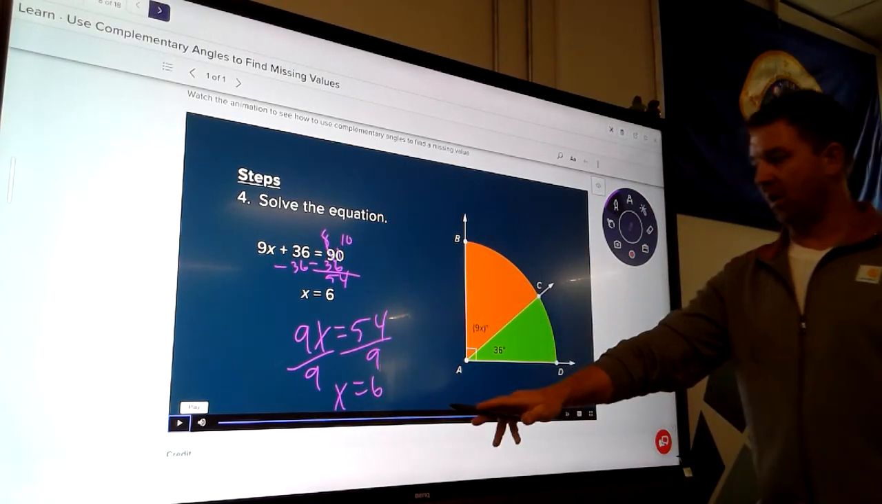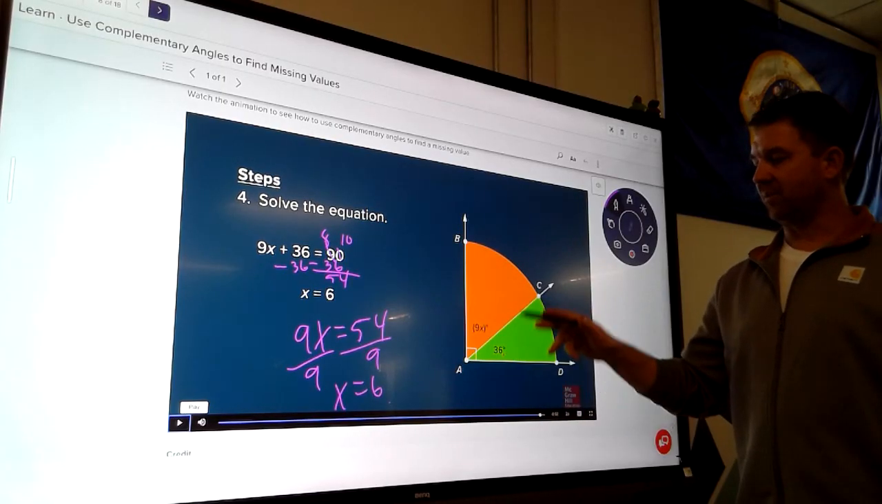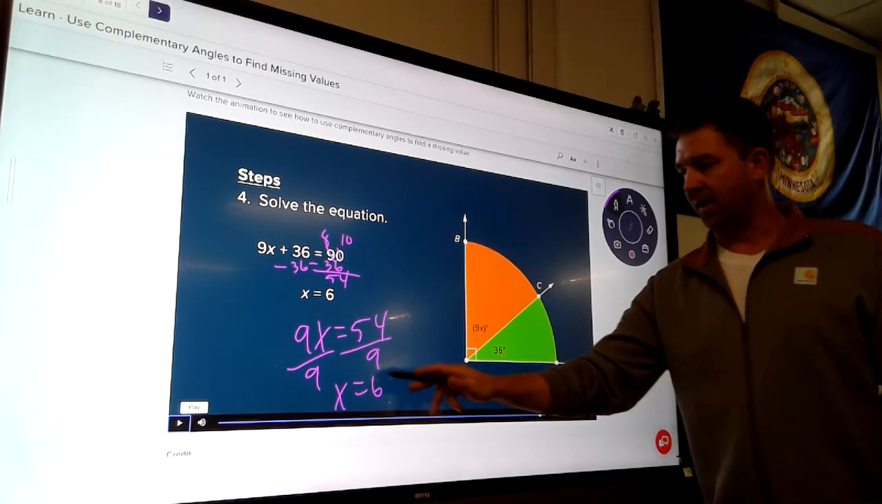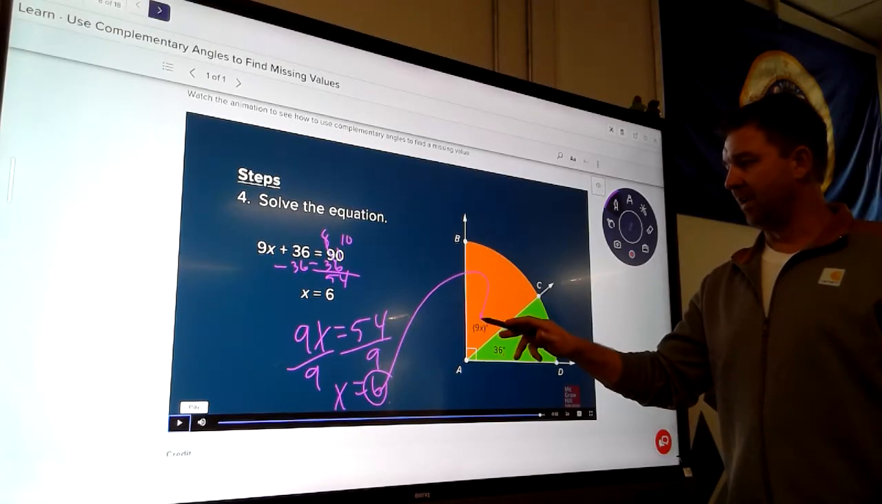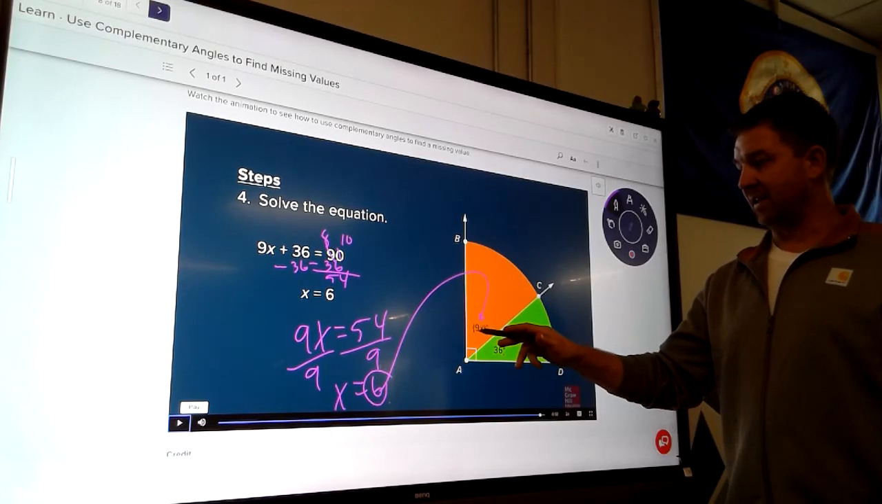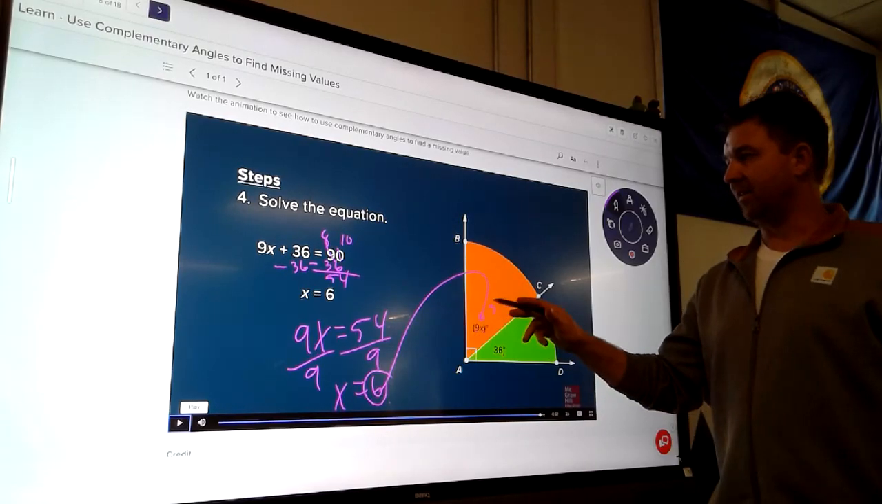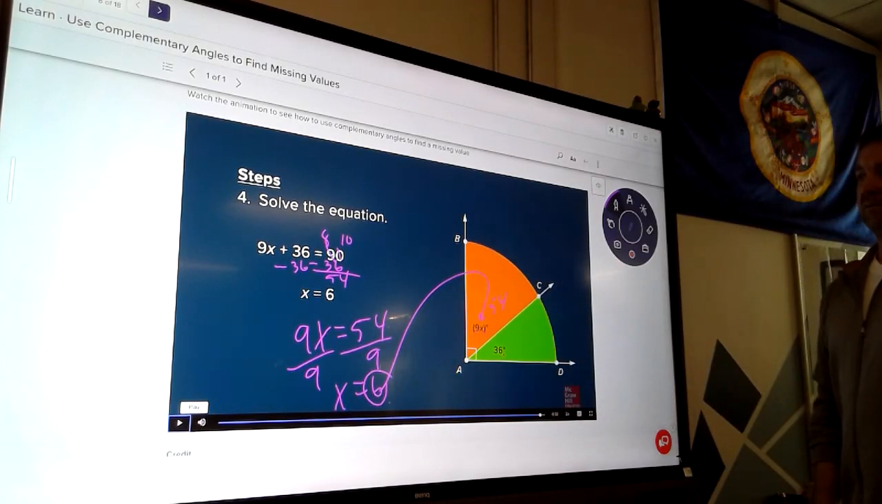Now, what does that mean? Well, I know this is 36 degrees, but I don't know this. Well, if I plug that in, I know that 9x means 9 times 6. 9 times 6 is 54. That means this has to be equal to 54 degrees.